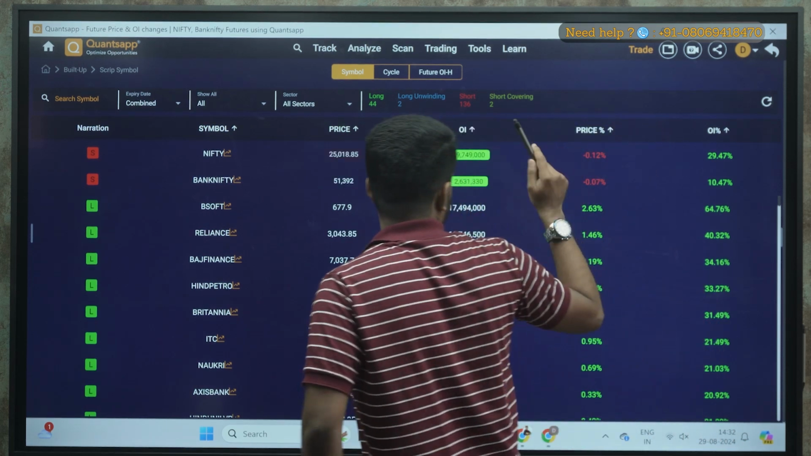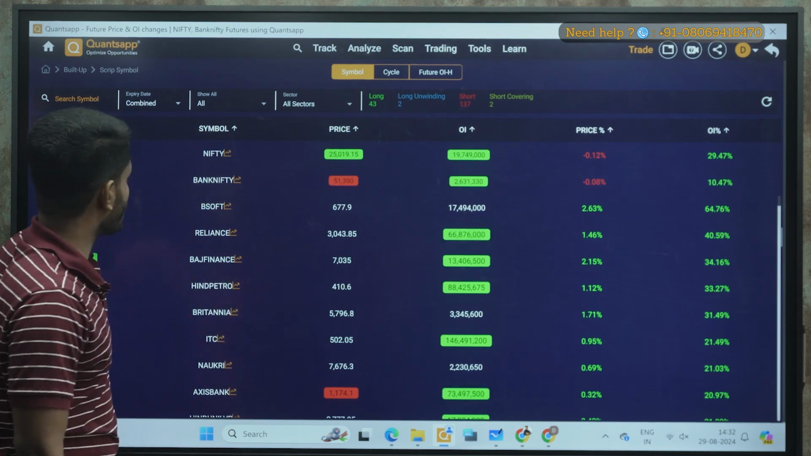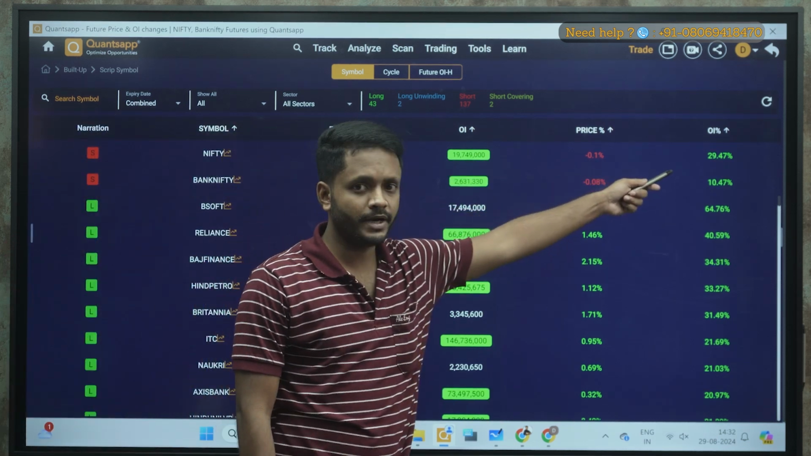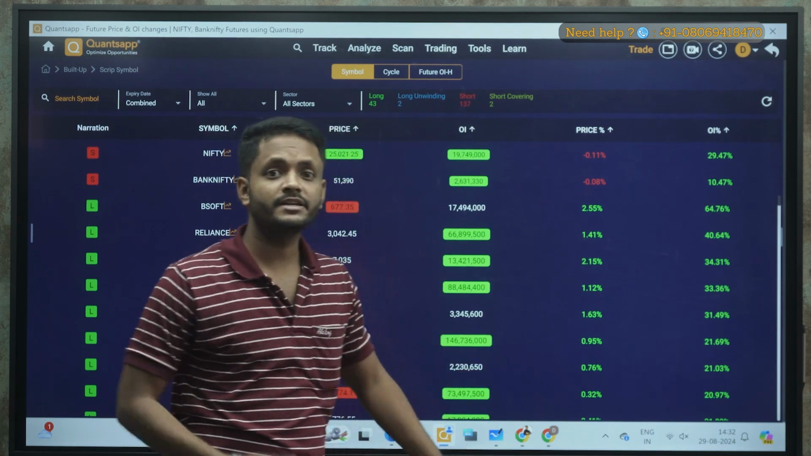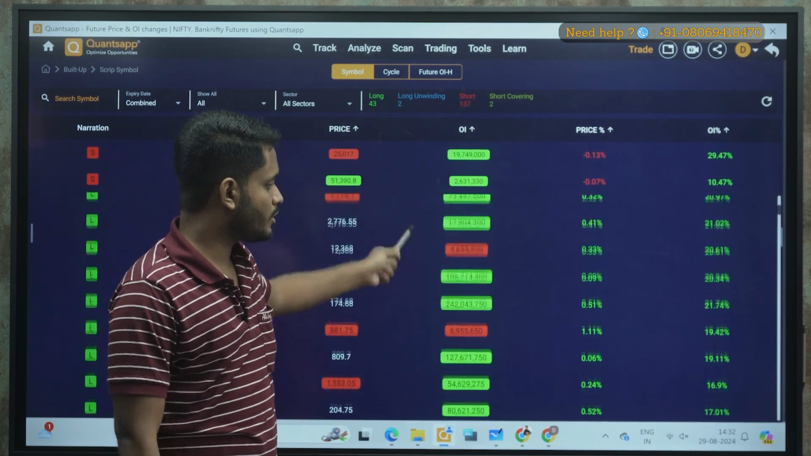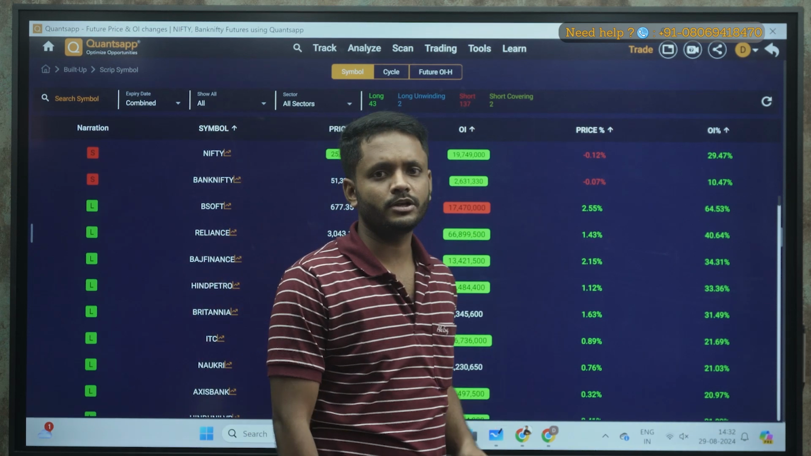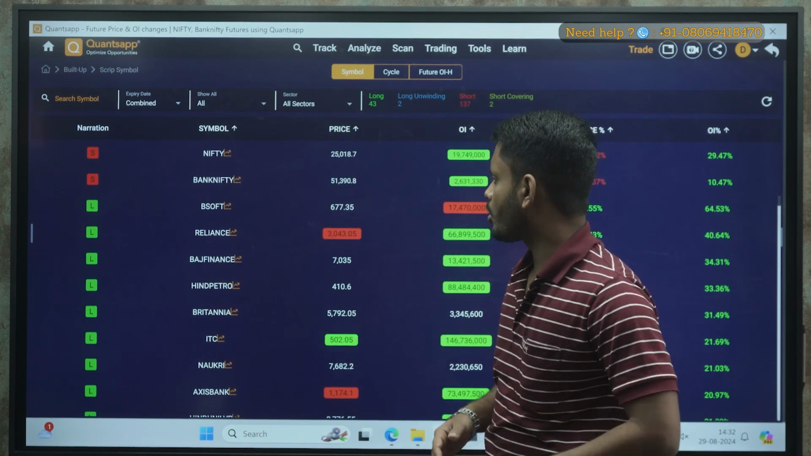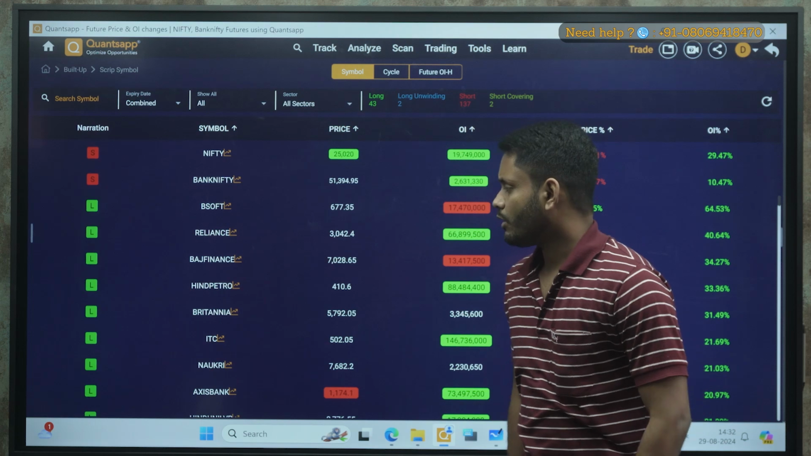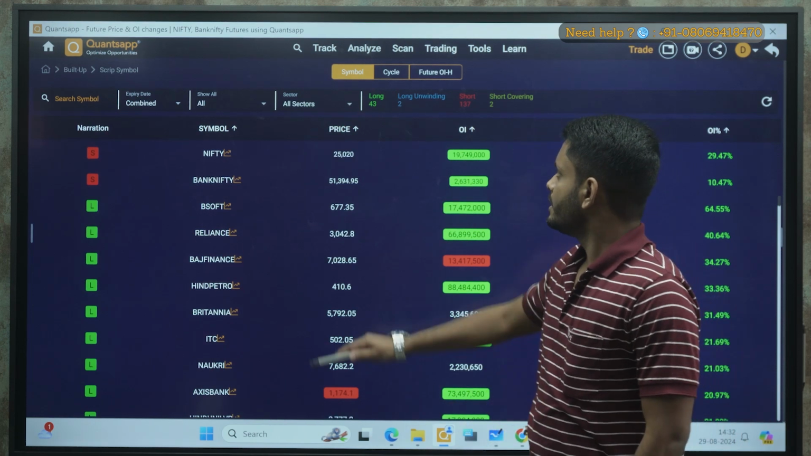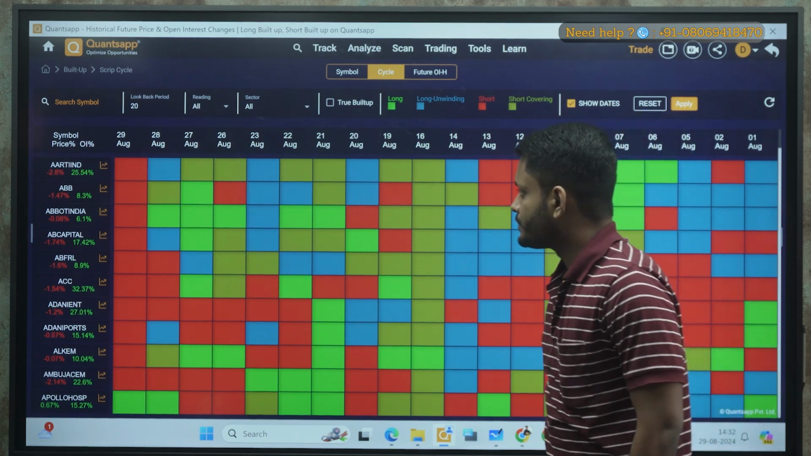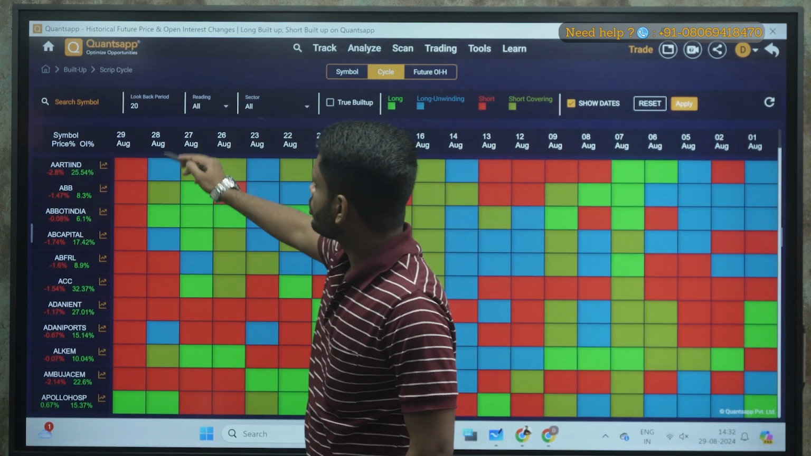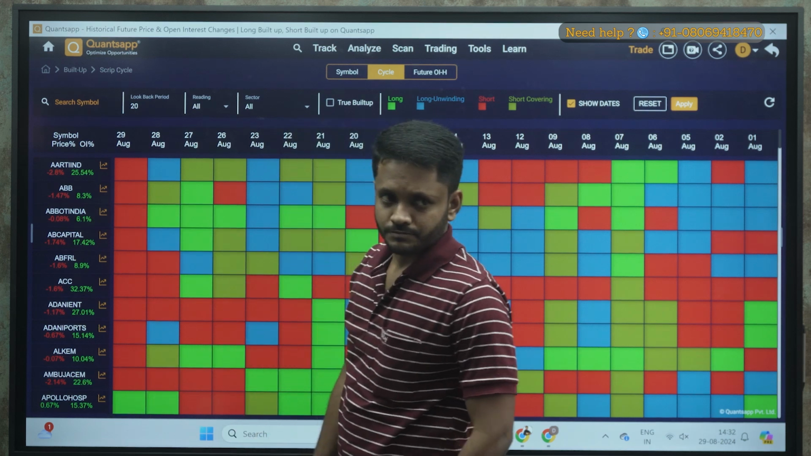Here, if it is a short build up, the price will go down and open interest will rise. In case of long, price is going up as well as open interest is going up. If you go and check out long unwinding stocks, accordingly you will see price and open interest both dropping down. Now what we need is to go to cycle. Now what is cycle? Here you can see the look back period is 20.